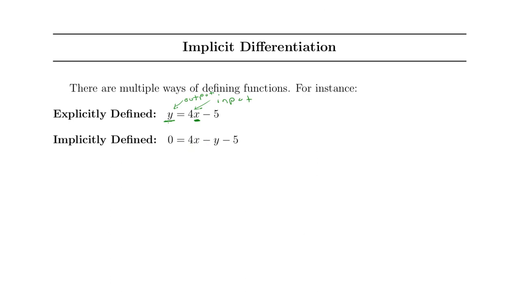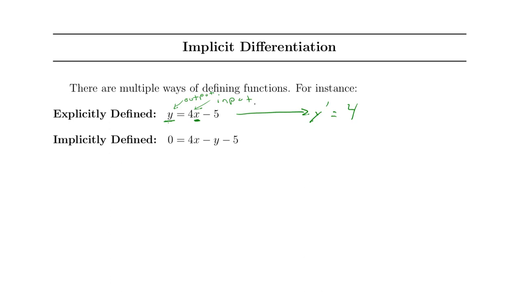Now, with something that's explicitly defined, it's pretty easy to find our derivative because we know all of our derivative rules. And in this case, this is a pretty basic function. We can see our derivative is going to be 4. With implicit differentiation, what we want to do is take something that's implicitly defined like this and get this same derivative using a different process. So bear with me for a second.